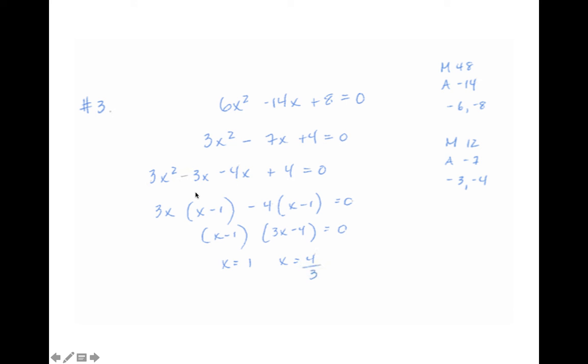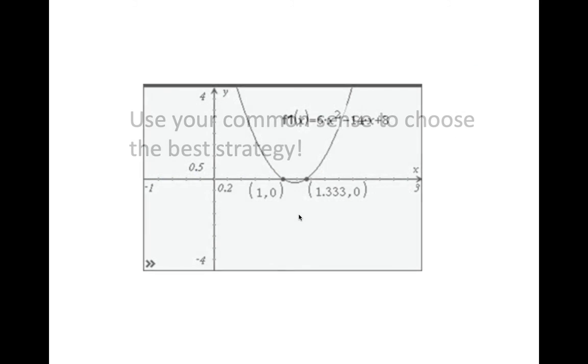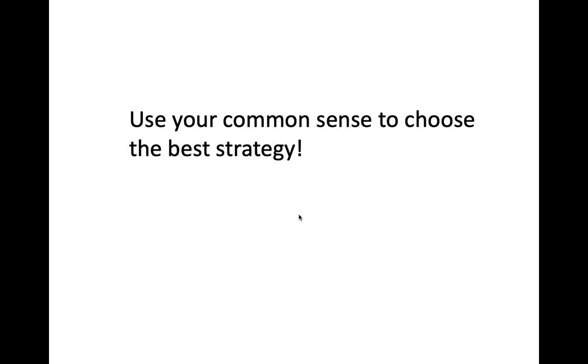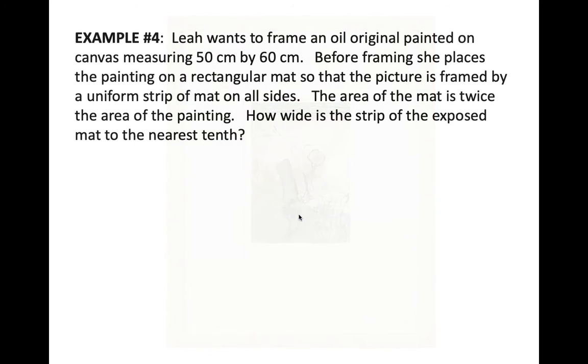Split up the middle term, take out the common factors using factoring by grouping, and then you have your factors. No need to use the quadratic formula unless you really need to. And here is an example of what this looks like. So use your common sense to choose the best strategy. I'm going to take a look at one word problem in this video.